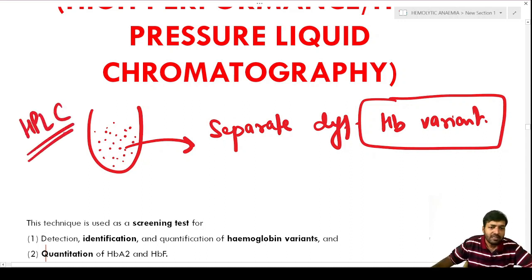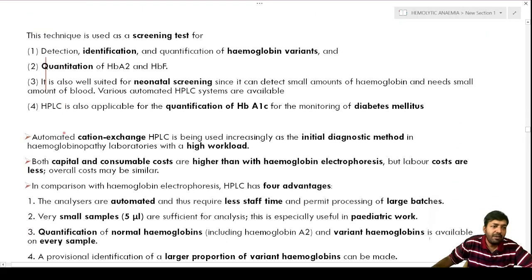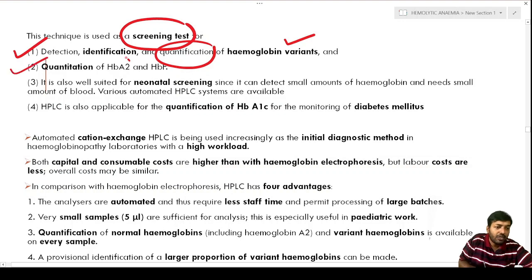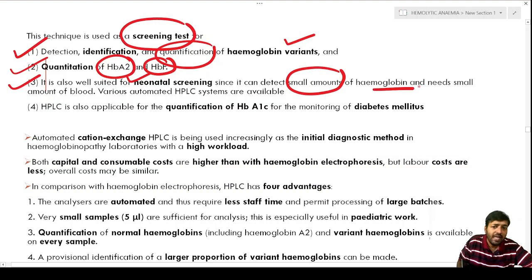Now, before I come to the technicalities and how HPLC is working, first let me make you understand that this technique is used as a screening test for detection, identification, and not only the identification but the quantification of the hemoglobin variants. It is also used for the quantification of HbA2 and HbF. It is also well suited for neonatal screening because it requires a very small amount of hemoglobin and a small amount of blood. So for the pediatric population, HPLC is highly suited.